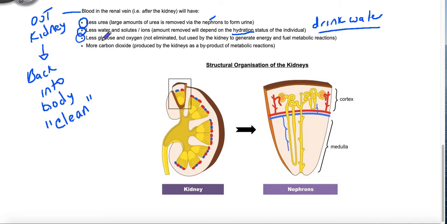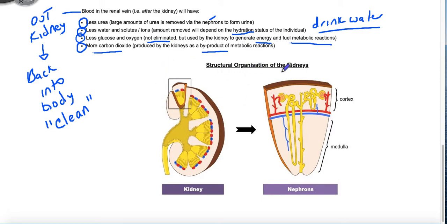Also, this blood is going to have less glucose and oxygen. Now, they're not eliminated, it says here, but they are used in the kidney to generate energy. So that means that glucose that is in your blood, right, because glucose is part of your blood, and the oxygen that's part of your blood is going to be involved in some type of cellular respiration process where energy is going to fuel the metabolic reactions. And then this blood coming out of the renal vein is also going to have more carbon dioxide. And this is because, of course, if cellular respiration is happening here, that means that CO2 is going to be a byproduct of that metabolic reaction.